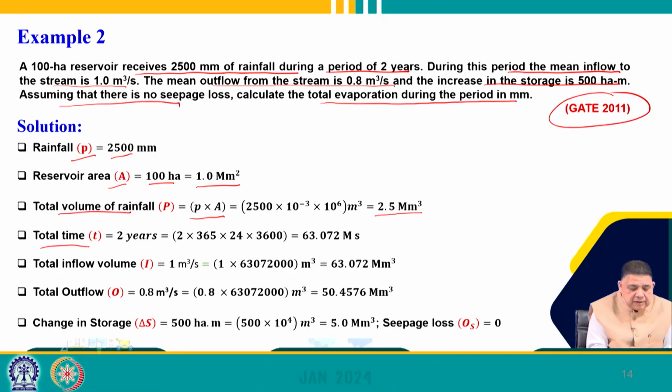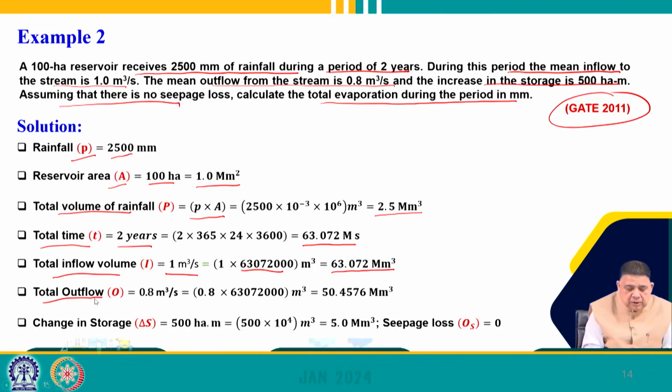The total time given is 2 years. So, that means we can convert that into seconds, which comes out to be 63.072 million seconds. The total inflow volume is given as 1 cubic meter per second. So, obviously, in order to get into volumetric terms, we have to multiply with the time in seconds. So, total inflow comes out to be 63.072 million cubic meter.